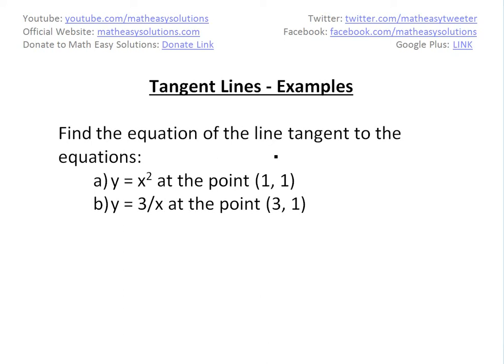Alright, it's time for another math easy solution. We're going to discuss some tangent line examples, basically finding the equation of a line tangent to a couple of curves here. I'll go through these two examples.